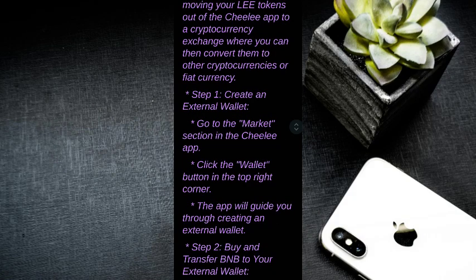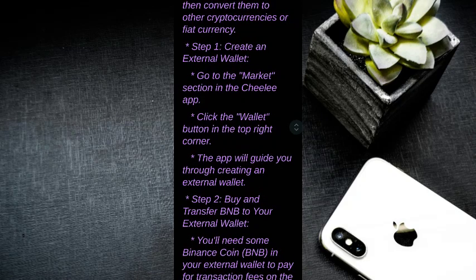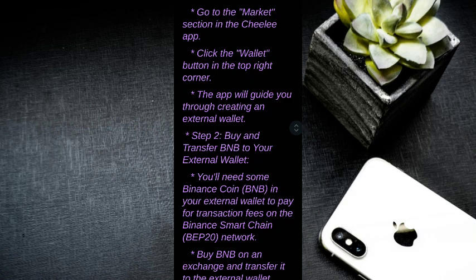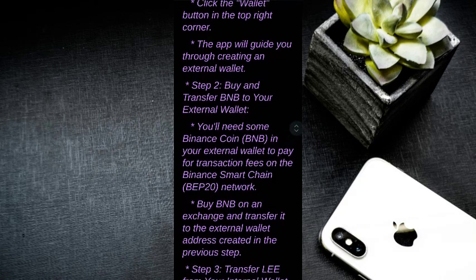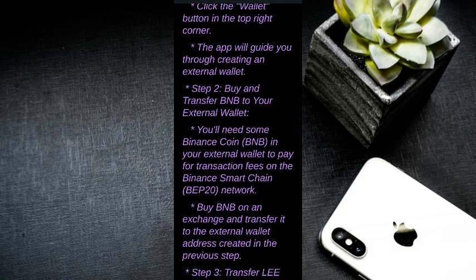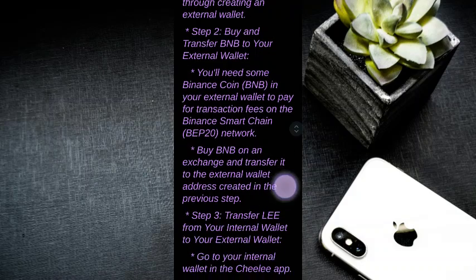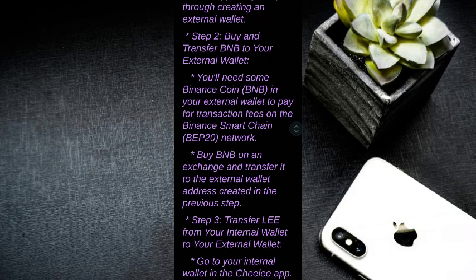Step 1. Create an external wallet. Go to the market section in the Chelee app. Click the wallet button in the top right corner. The app will guide you through creating an external wallet. Once you create the external wallet, buy and transfer BNB to your external wallet. You need to buy some Binance coin for your external wallet to pay for transaction fees.